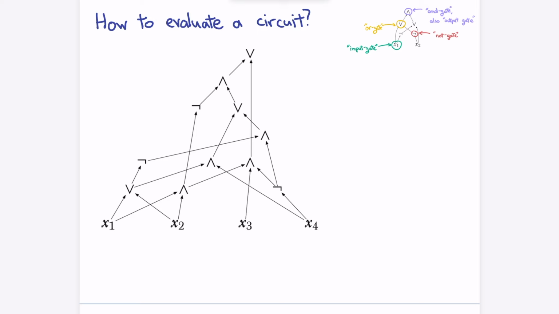So you start with these 4 values, right? X1, X2, X3, X4. They're filled in with some values. That's your input. And my goal is to compute the answer, what the circuit evaluates to.